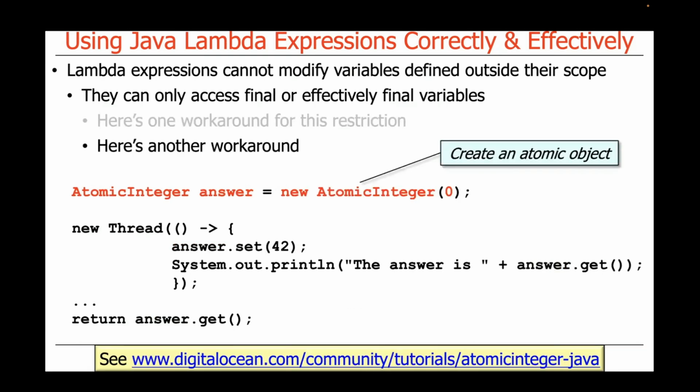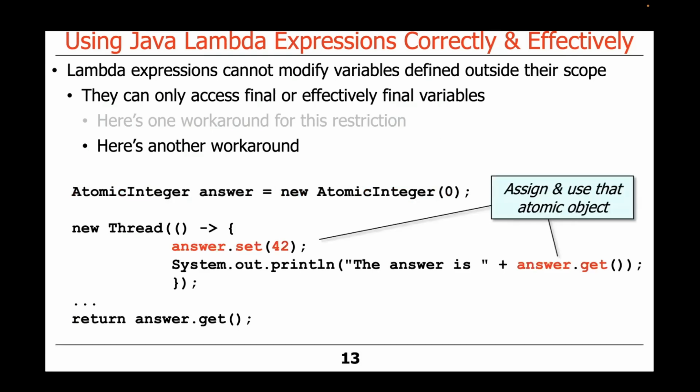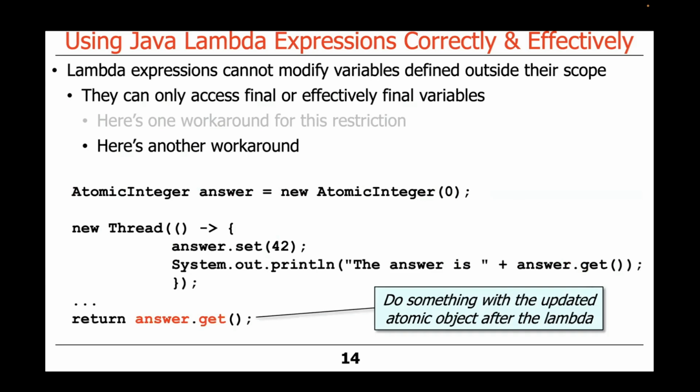Another way to solve this problem, which is more elegant, is to use an atomic object, like an atomic integer. So here we assign answer to be an atomic integer, which is initialized to 0. Then we can set its value within the scope of the Lambda expression. We can read its value using get. When we're all done, we can get the answer back that we've set, and so on and so forth. And all of this will be done atomically and will be done in a way that preserves the semantics that Lambda expressions have, because we're not changing answer, we're changing a value of answer, because value is now a reference type.